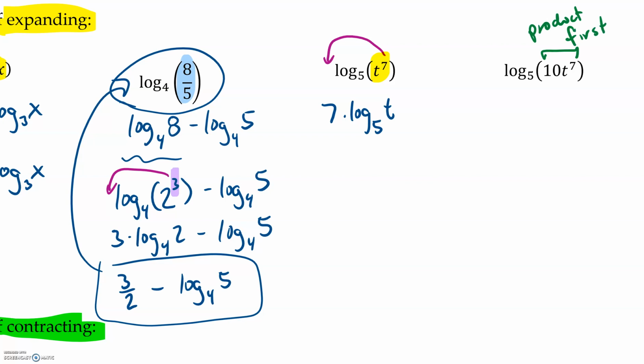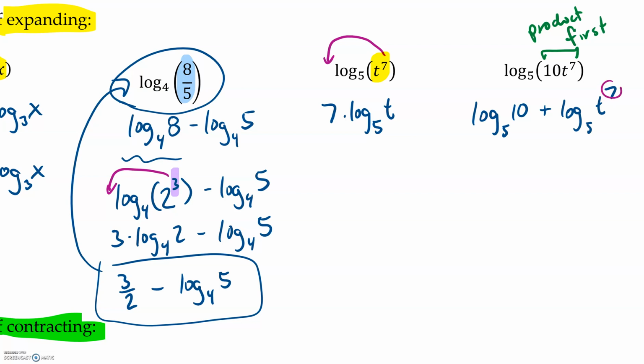So this is, again, something important to develop as you practice. Recognize that I can't use the power rule initially because bringing 7 to the front would put a 7 kind of in front of the 10, and that doesn't work. What I need to do is the product rule first. I can rewrite this as log base 5 of 10 plus log base 5 of t to the 7th.